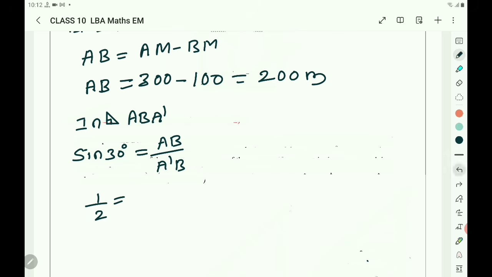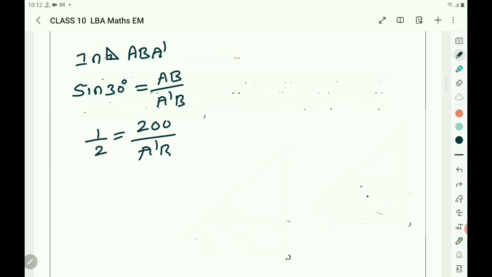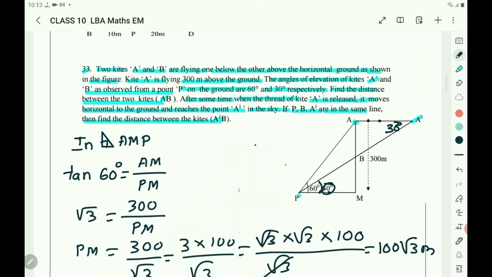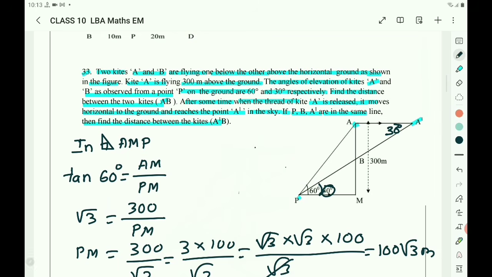AB is 200 by A dash B. 1 into A dash B equals 2 into 200. A dash B equals 2 into 200 is 400. 400 meter, that is the distance between A dash and B.